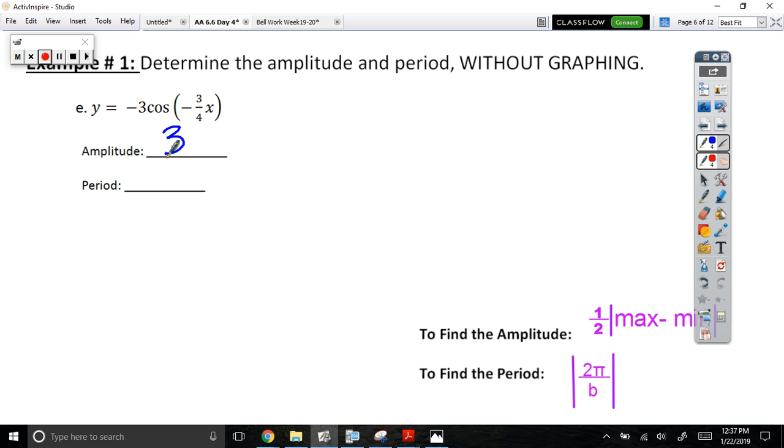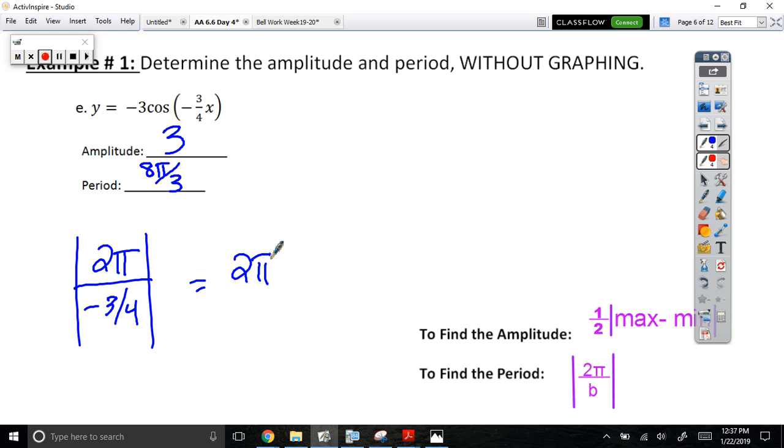8 pi thirds. So we should have 2 pi divided by -3/4. Again, make that 2 pi times the positive reciprocal, which will get us 8 pi over 3. Okay. Now, flipping to the back, I'm going to do like a switch on you.